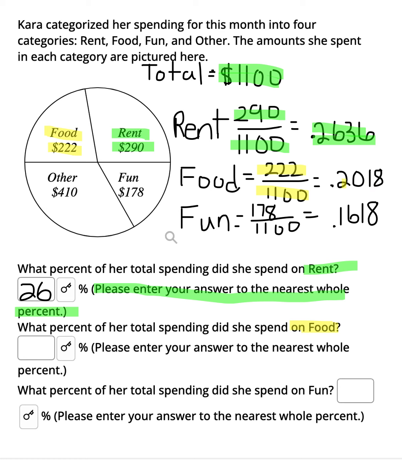And then I want to round it to the nearest percent. So I would get 20.18%. When I round it to the nearest whole number, that's going to give me 20%. So that's going to be the second part, part B.